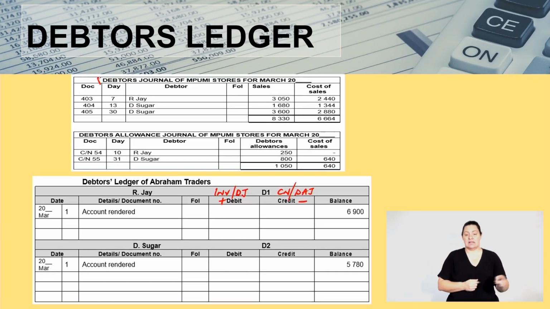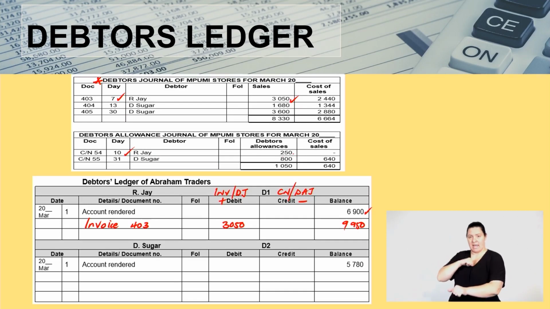Let's start. So remember here, this is the DJ, the debtors journal. On the 7th, we are told that RJ bought goods. So I'm coming here. It's going to be invoice number 403. And then it is 3,050. So I'm coming here, 3,050. I'm going to add that to 6,900 and I'm going to get now 9,950.